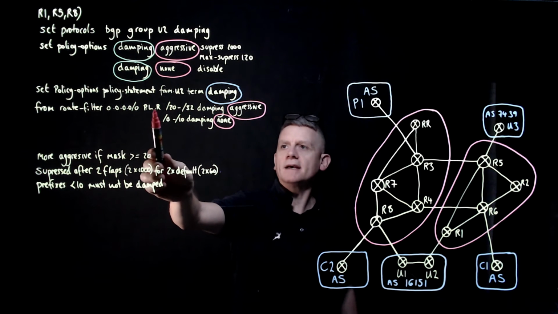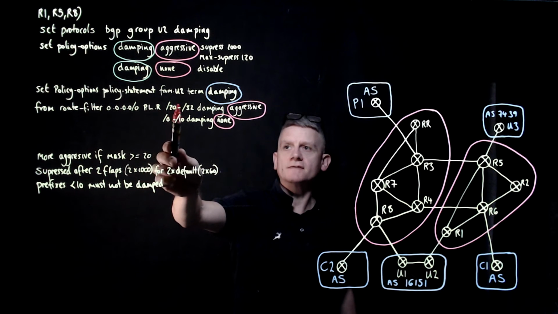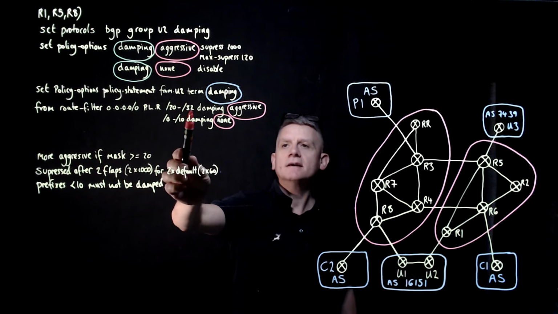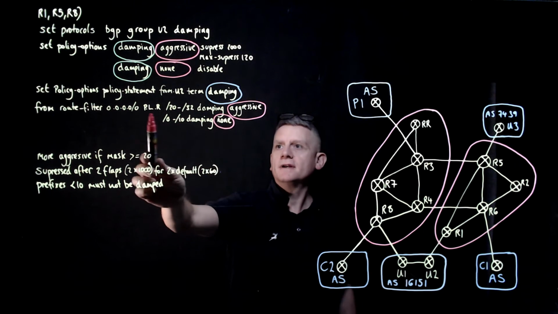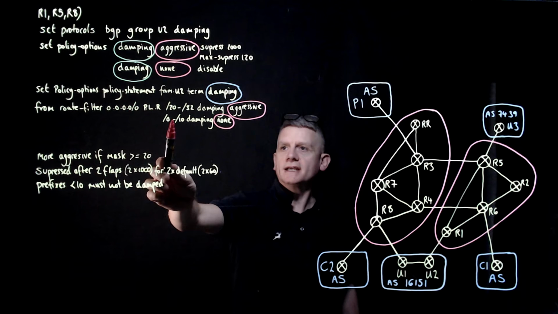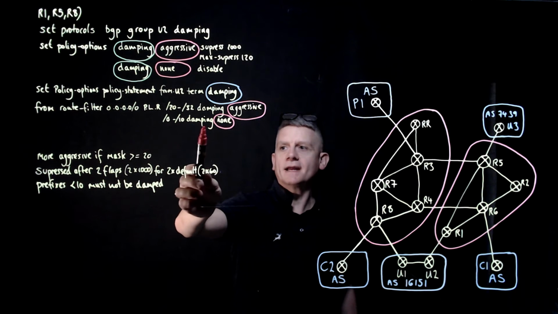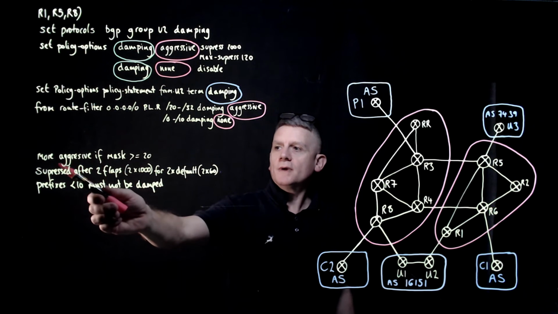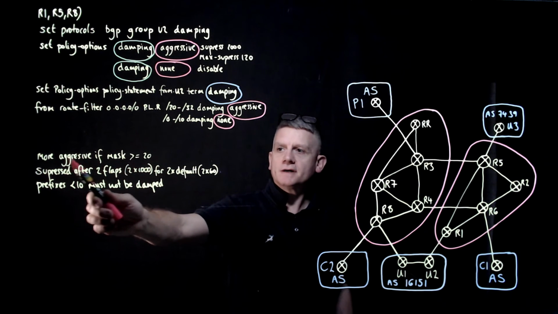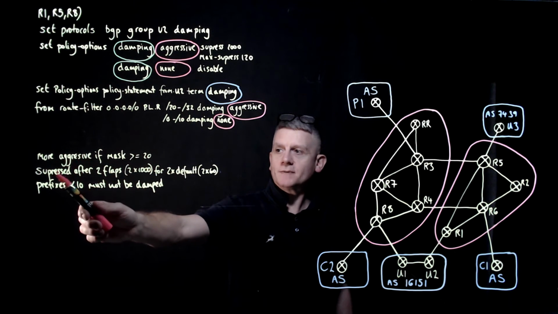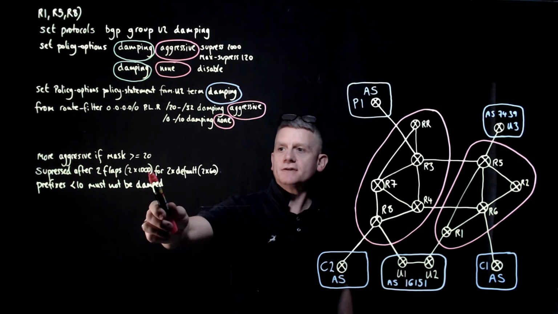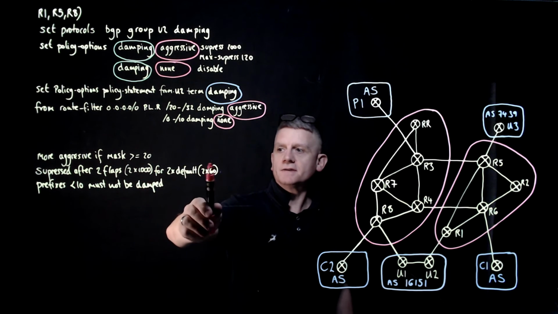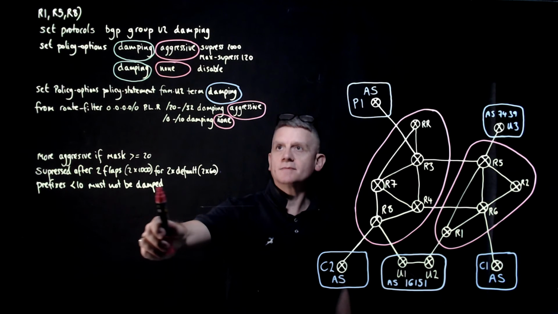So what happens here is with a prefix length range of 20 to 32 bits, then we've got damping aggressive, and if the prefix length range is less than 10, we have damping of none. So that fulfills the requirements here. We were asked for more aggressive damping if the mask is greater or equal than 20, suppressed after 2 flaps for 2 times the default, and prefixes less than 10 must not be damped.